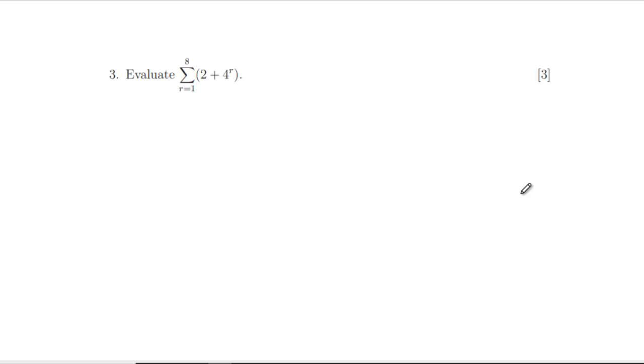Right, what are we on to now? We're now evaluating this. This looks like it's going to be a bit too annoying to just sum everything up, like to write out all the terms. We've got 2 bits here. For this first part, we're just writing down 2 8 times because it doesn't depend on r. So we've got 16 there. That bit is 16. And then we've got this geometric sequence for n terms.